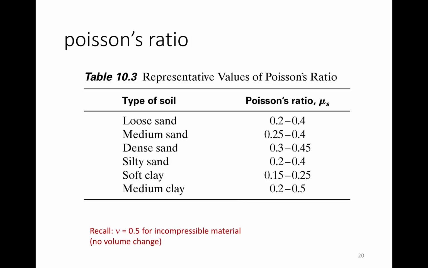And the Poisson's ratio is how it compresses. Typically the Poisson's ratio for an incompressible material is 0.5, which means it doesn't change in volume when it's compressed. You can see the different ranges of Poisson's ratios for soils, anywhere from 0.2 up to 0.5.